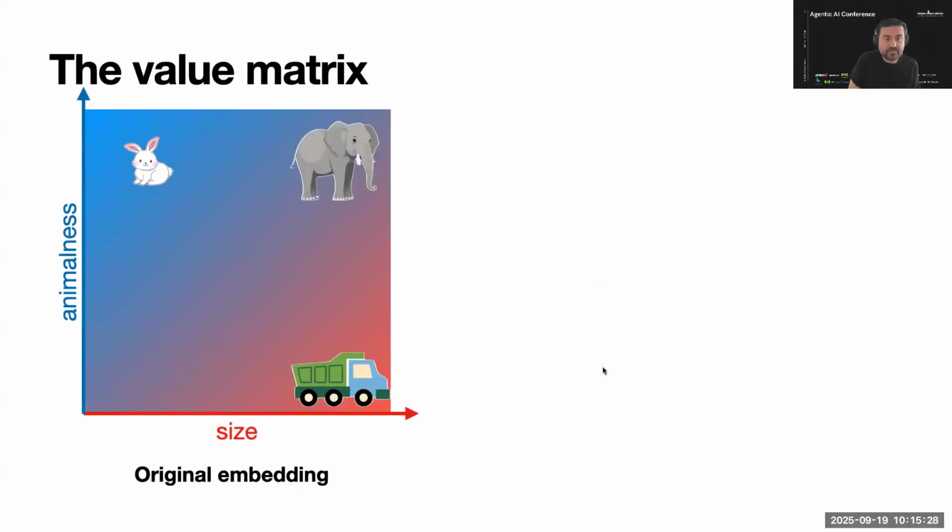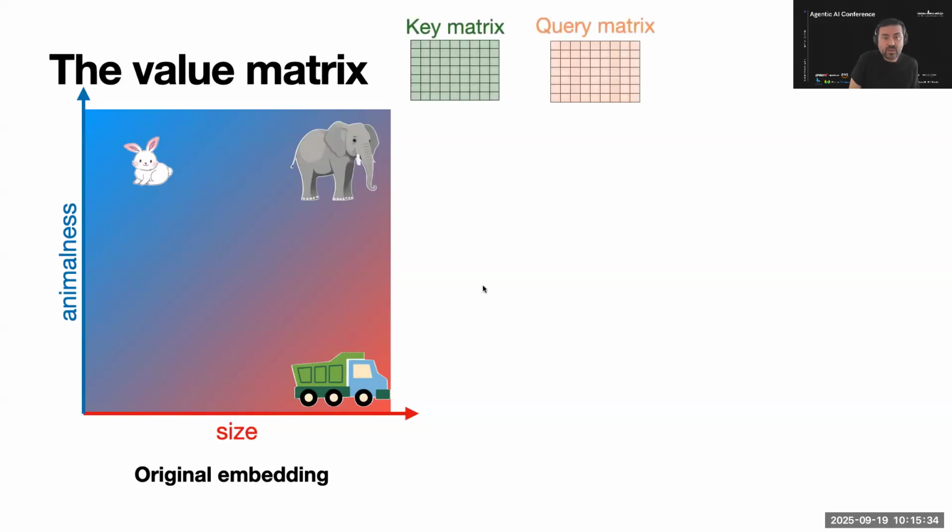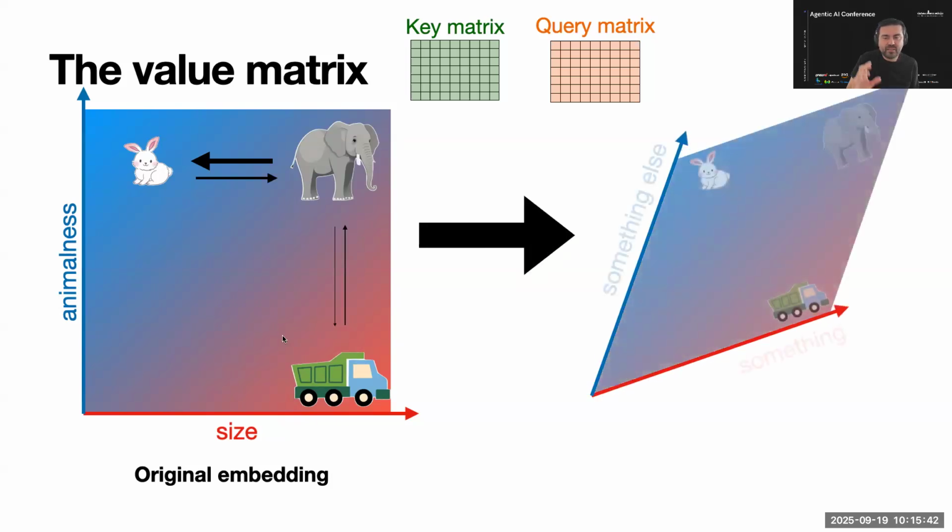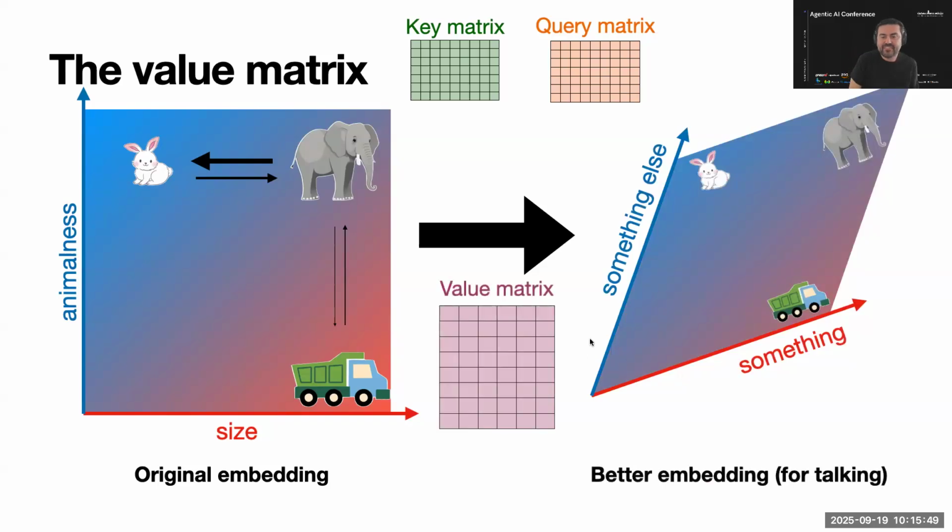The value matrix basically is a little bit more abstract. But in this one, let's say I have my embedding, and the key and query matrices are the ones that tell me how words pull each other with gravity. But I still need another embedding that's optimal for generating the next word. And that's where I do the movement. So for that, I have the value matrix.